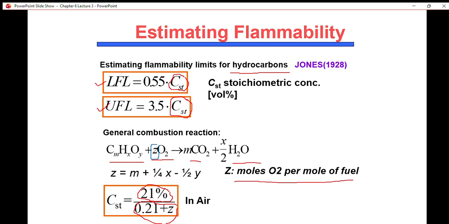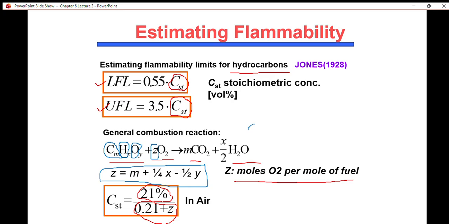So you have two options: you balance the equation and get Z directly, or if you forget how to balance the equation and you don't want to go through this, you can use this formula, where Z equals M, where M is the number of carbon atoms in the fuel compound, plus 1 over 4 X, where X is the number of hydrogen atoms in that compound, minus half Y, where Y stands for the number of oxygen atoms of that compound.